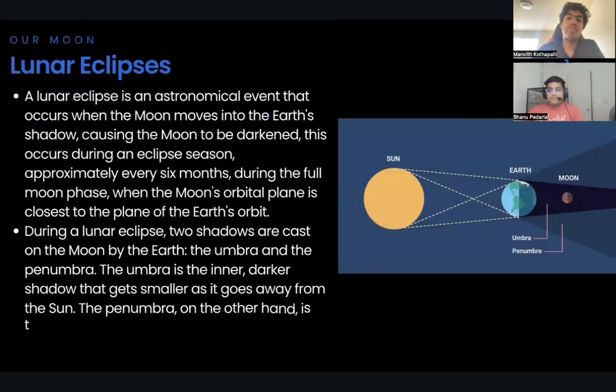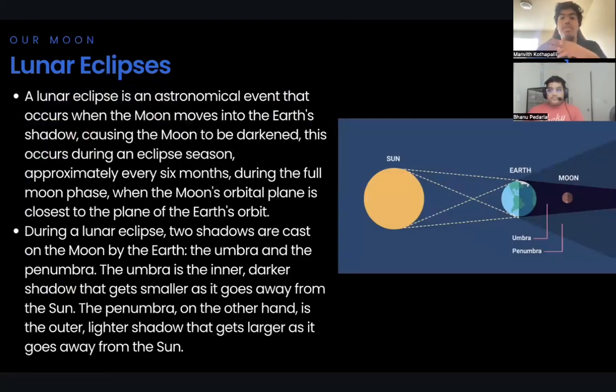A lunar eclipse is an astronomical event that occurs when the moon moves into the Earth's shadow, causing the moon to be darkened. Such alignment occurs during an eclipse season, approximately every 6 months during a full moon phase, when the moon's orbital plane is closest to that of the Earth's orbital plane.